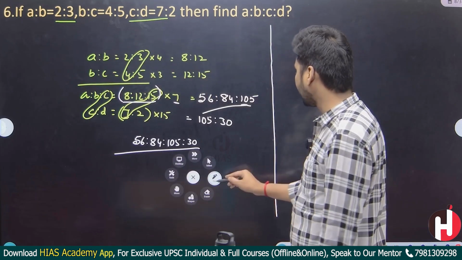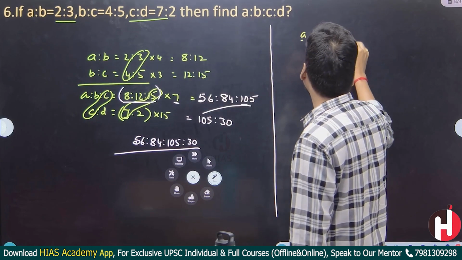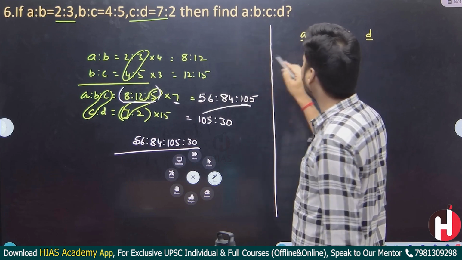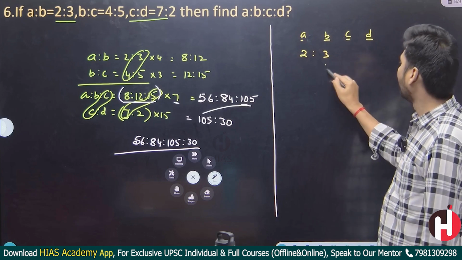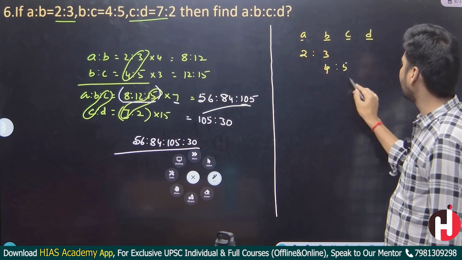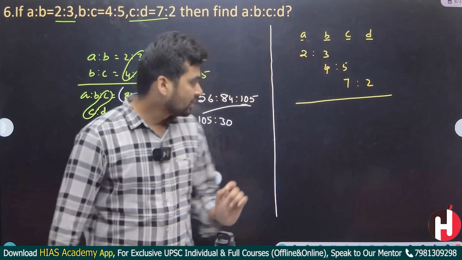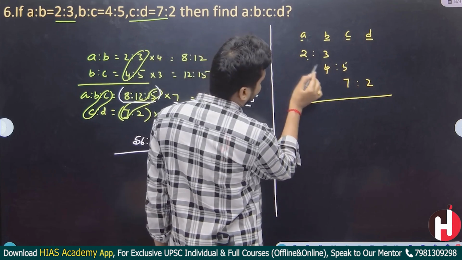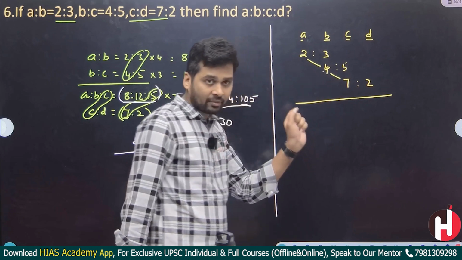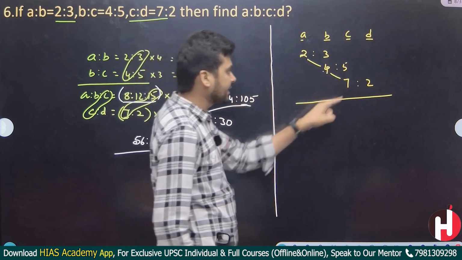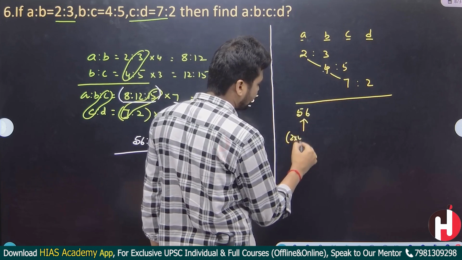Now if you want to do it directly, A, B, C, D. A is to B value is equal to 2 is to 3. Next, B is to C value is 4 is to 5. C is to D value is 7 is to 2. Now we should multiply the terms like this. All of you carefully watch it. First one is 2 into 4 into 7. So multiply all the first terms. 2 4s are 8, 8 7s are 56. I write here 2 into 4 into 7.